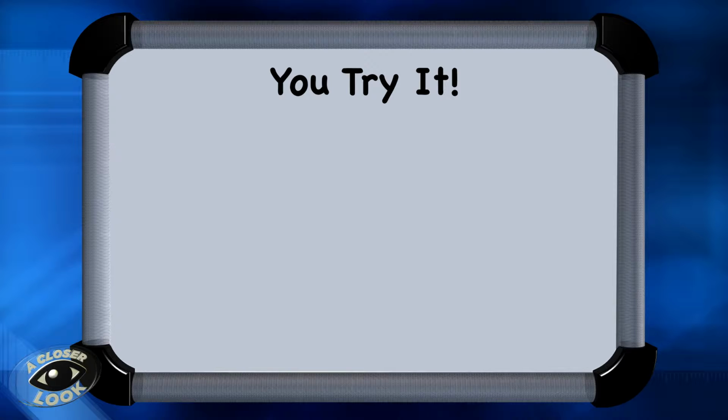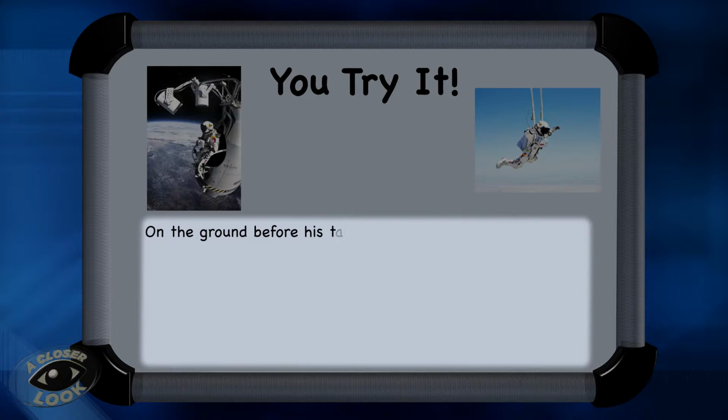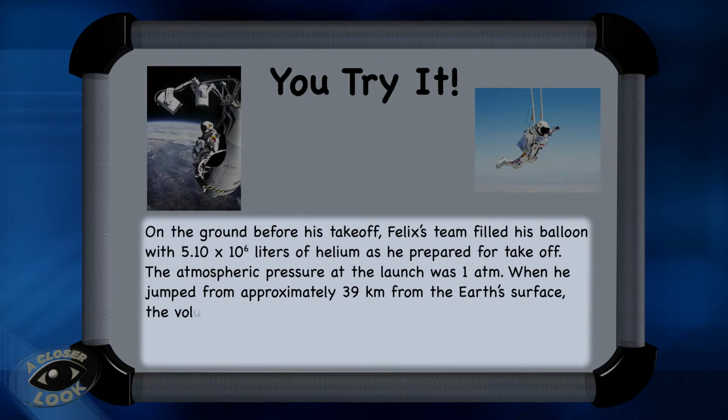Here's a real-life problem that operates on the principles of Boyle's law. On October 14, 2012, an Australian skydiver and daredevil, Felix Baumgartner, jumped to Earth from a helium balloon in the stratosphere. He set multiple records on that date, including being the first person to break the sound barrier without vehicular power. On the ground before his takeoff, Felix's team filled his balloon with 5.10 times 10 to the 6th liters of helium as he prepared to take off.